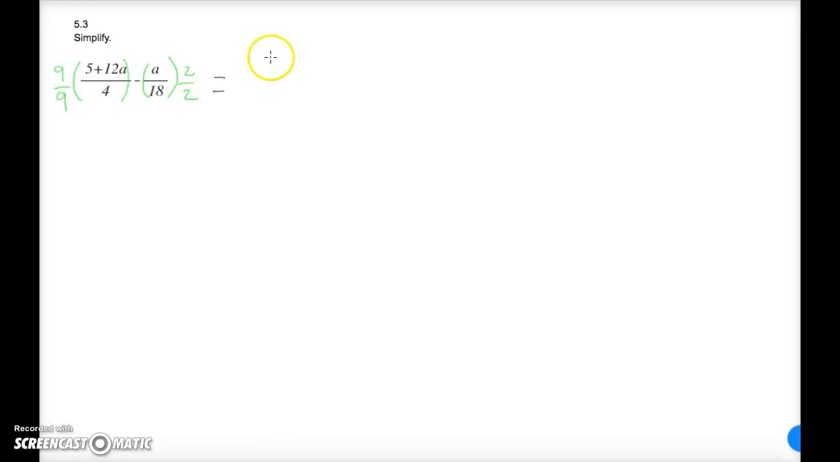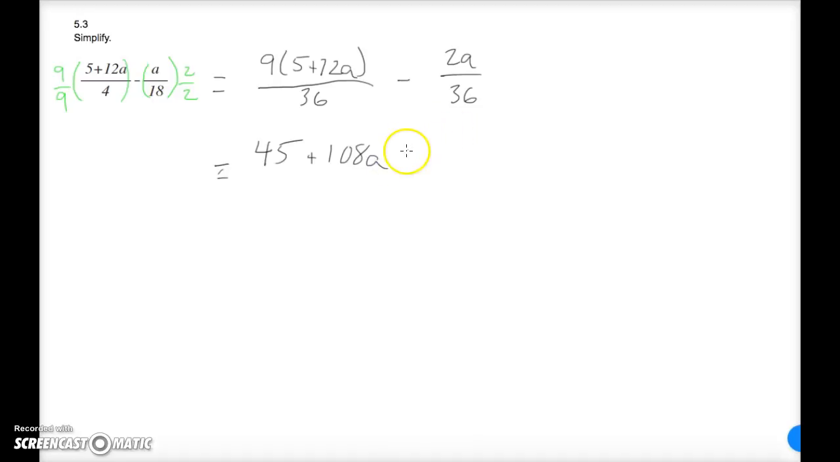So I get 9 times 5 plus 12a over 36 minus 2a over 36. I'm going to go ahead and distribute on my numerator up here. So I'm going to end up with 45 plus 108a minus 2a. That's going to be all over 36.